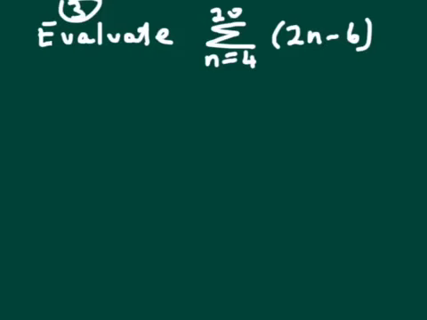Alright, this one's slightly different. We're not finding the sum of the first 20 terms of a series. We're finding the sum of the series between the 4th and the 20th term. So we've got to be a little bit careful.